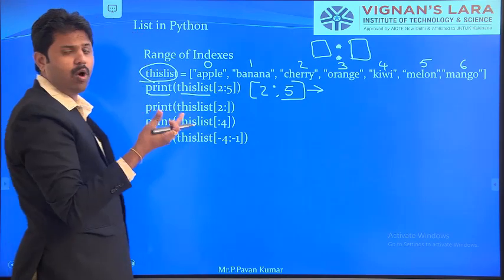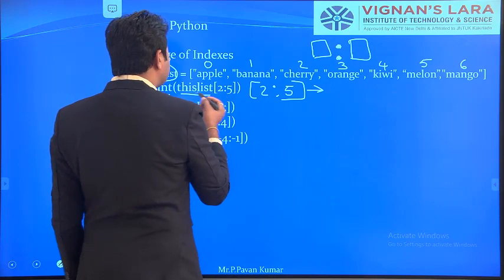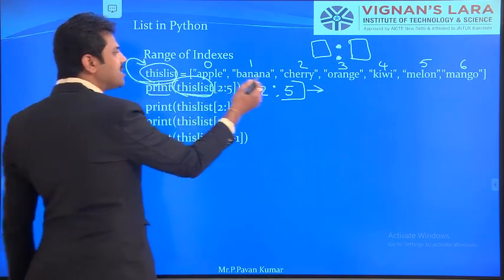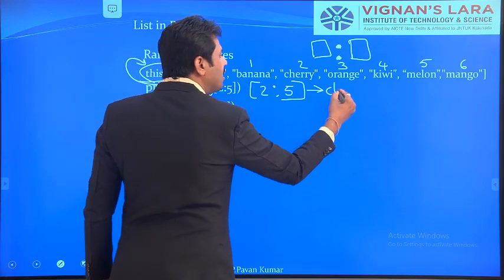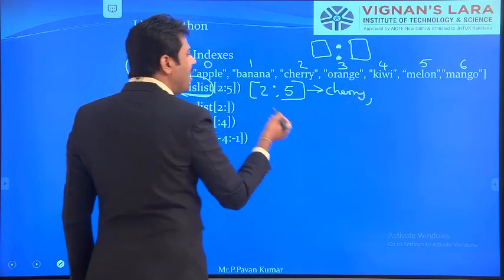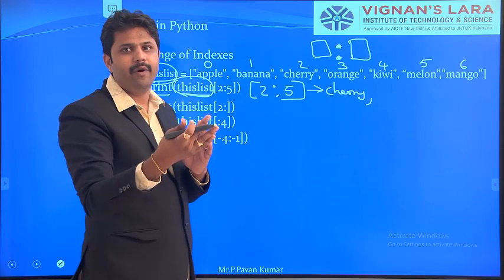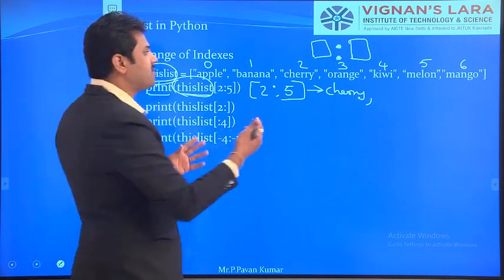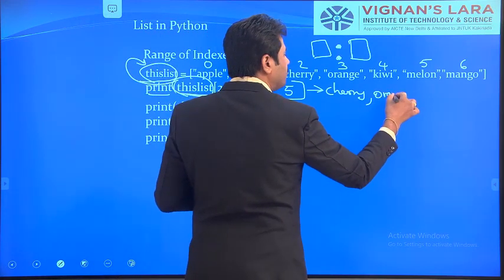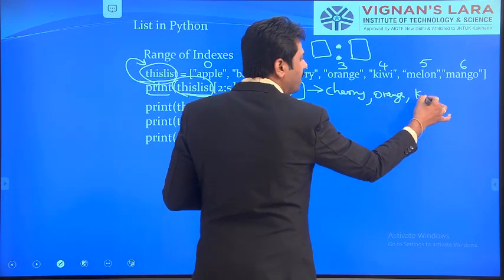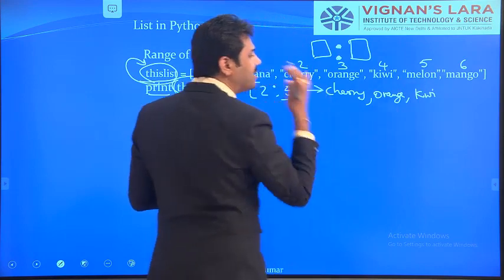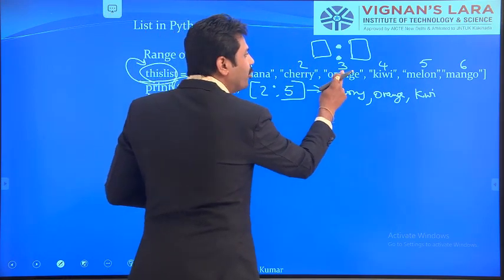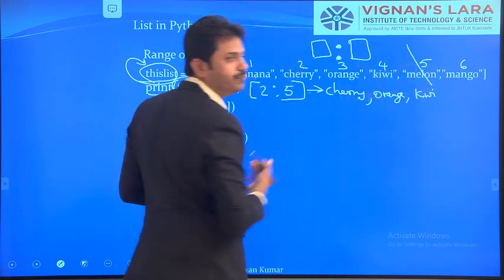What is 2:5? That means go to this list. This list contains 2. What is 2? Cherry. Next, 2 to 5 means it prints up to 4. Next, orange. Next, kiwi. That's all. 2 to 5 means it takes 2, 3 and 4, not 5.